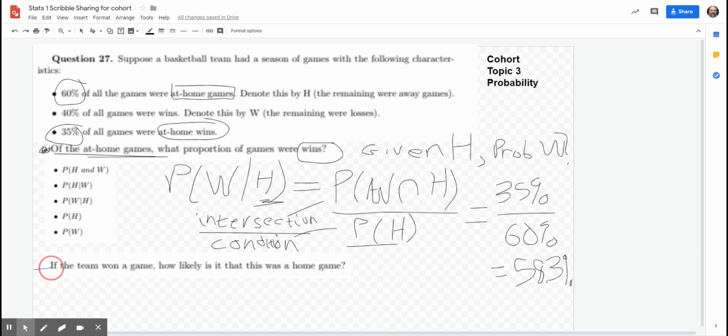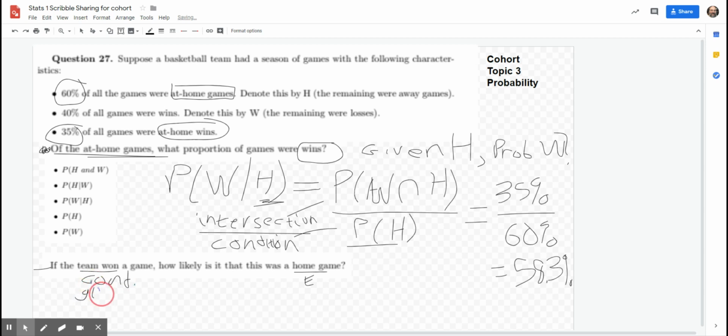Let's go on to the other one. If the team won a game, it is given they won a game. That's the condition. How likely is it, right, that this was a home game, right? That's the question. The question is, what's the probability of the event of home game? They're asking about probability of home, and the condition is one. So there's the event, and there's the condition. Or I could say given, condition, given.